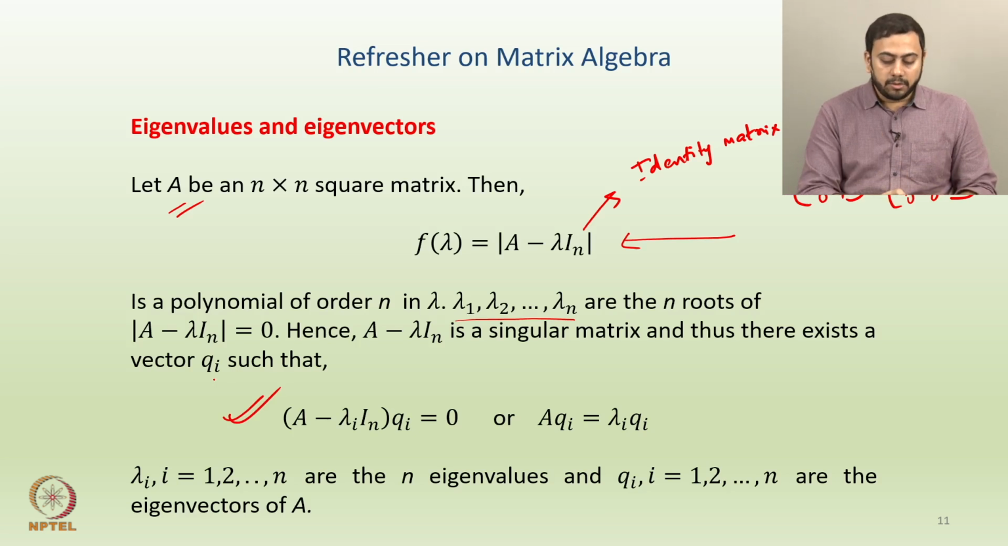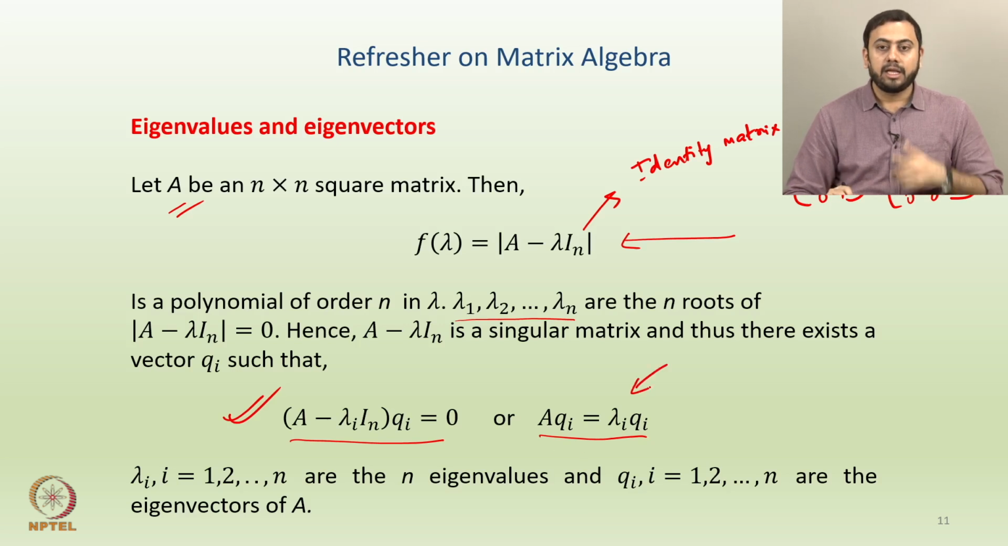But again, just to summarize, A minus lambda I_n should be a singular matrix, and thus there should exist a vector q_i such that this equation should hold true. And going from this step to this step is not difficult. One can open the brackets, multiply by q_i, and take one of the items to the right side. So A q_i equals lambda I q_i. This is a famous equation which comprises eigenvalues as well as eigenvectors.